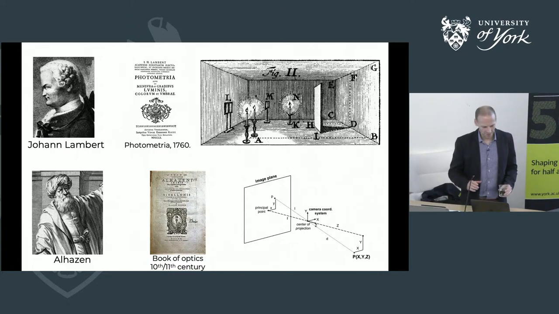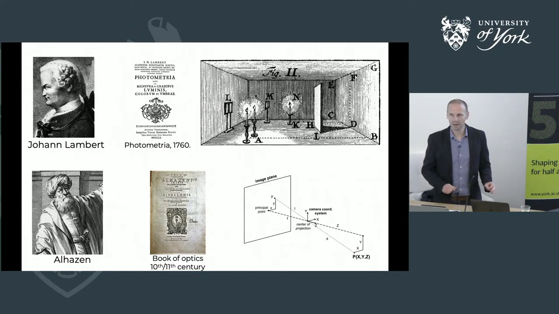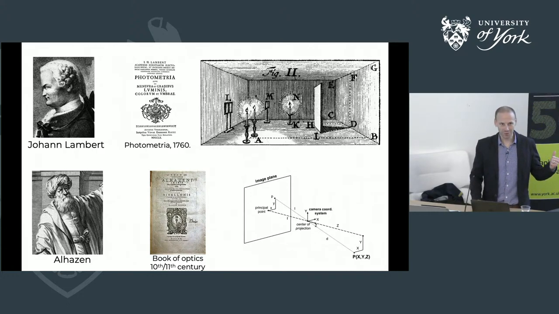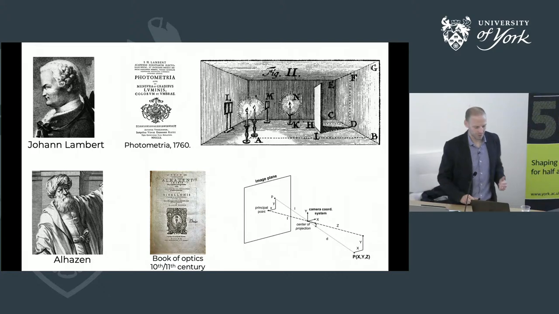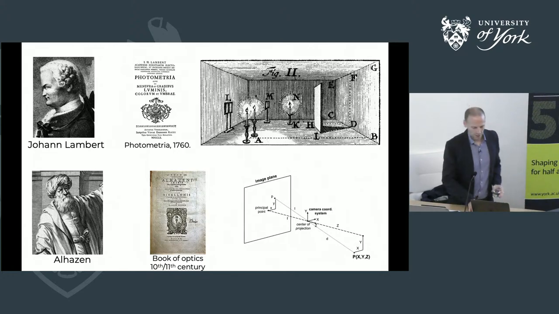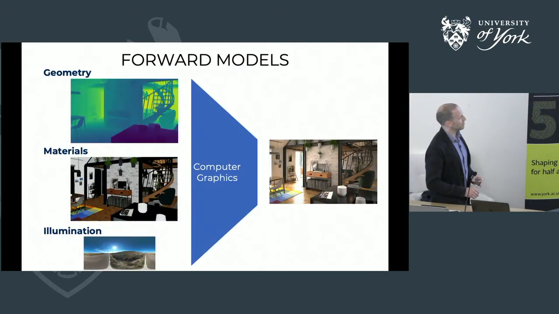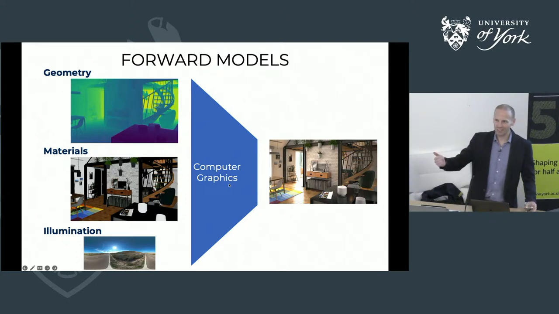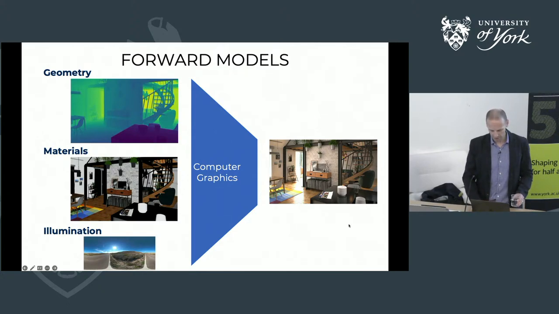Here's another good one. Somewhere around the 10th, 11th century, Al-Hazen wrote down the pinhole camera model, so how 3D geometry projects to a 2D image. So we know this stuff, right? We know those two models. Can we put them back into machine learning so it's not so black box? So taking the example before, if we know the geometry of a scene, the material properties, and the lighting, we've got this whole field of computer graphics that uses Lambert's law and the pinhole camera model and all this other stuff and produces really realistic images.